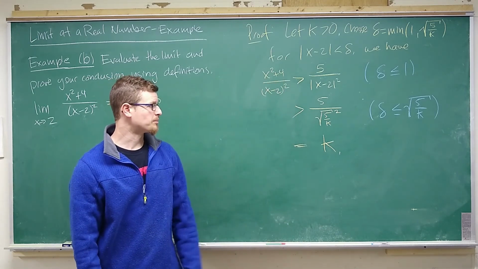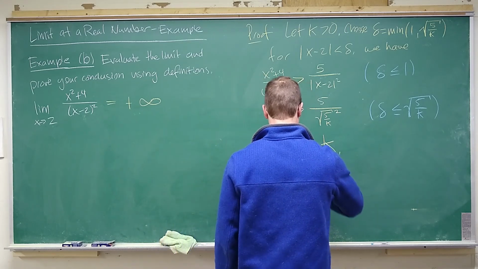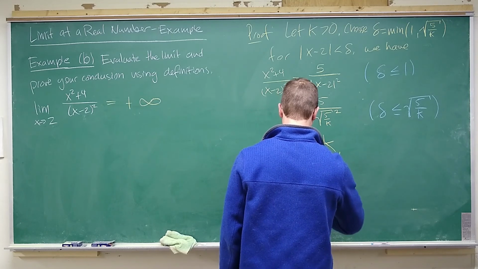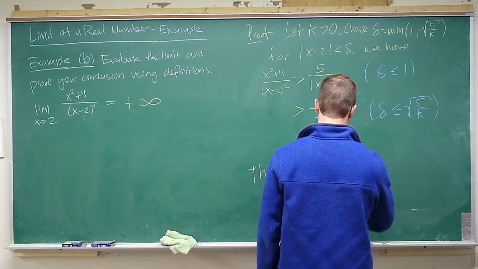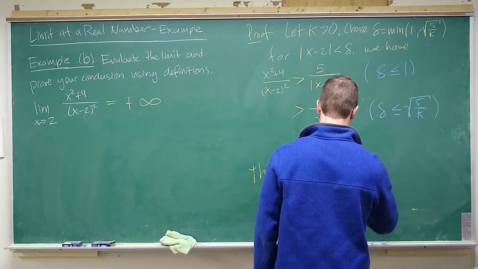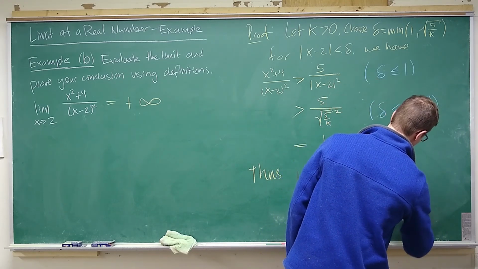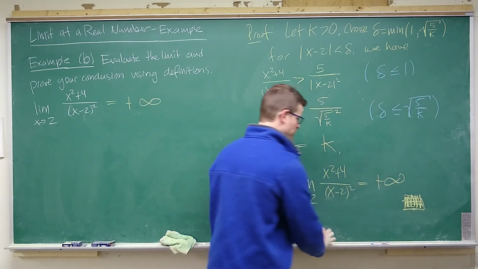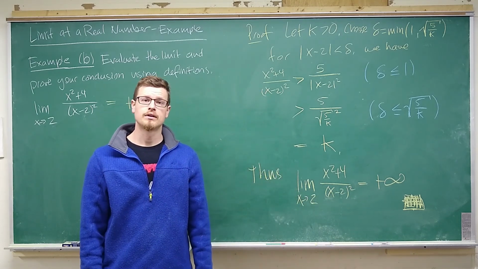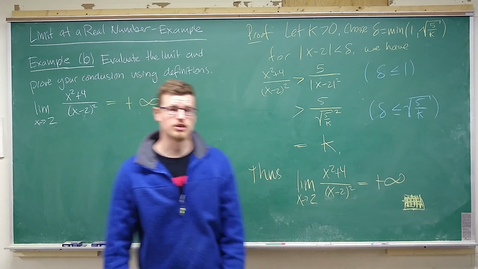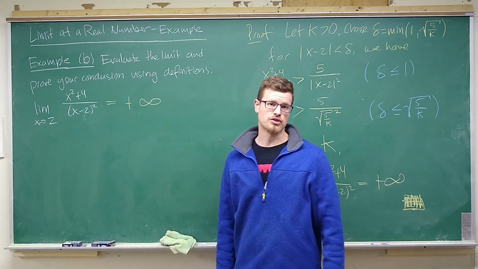You're welcome to include the manipulations that get you there. Thus, the limit as x goes to 2 of x squared plus 4 divided by x minus 2 squared is in fact positive infinity. That's what we wanted to show, so we should indicate the end of our proof. Again, indicating the beginning and the end. All right, so that is using the definition to prove that we have an infinite limit. Another example will be coming to you guys shortly. We'll see you soon.